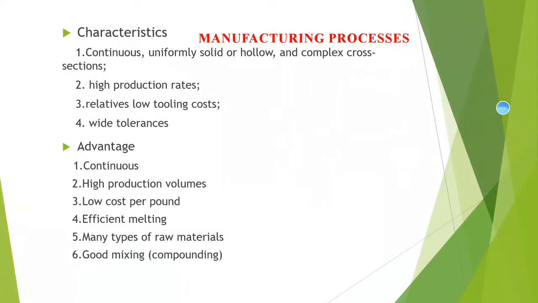The characteristics of extrusion process. 1. Uniform, solid or hollow, and complex cross-sections. Second, high production rates. Third, relatively low tooling cost. Fourth, wide tolerance.